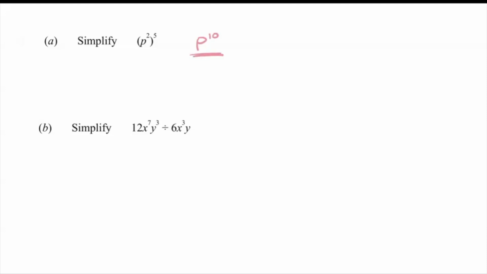The next one, we've got quite a lot going on. It's a divide question. So the power rule is to take the powers. We want to do everything step by step. So numbers first. 12 divided by 6 is 2. Our x is 7 take 3, which is 4. And our y is 3 take 1, which is 2. So whenever you see a single letter, remember there is an invisible power 1.